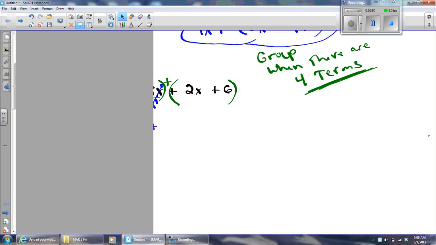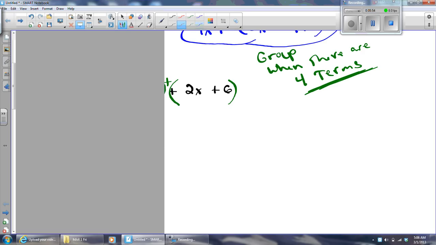So let's look at this. I'm going to find the GCF of 2x and 6. Well, the GCF of 2 and 6 is 2. And there's an x to the first here, but there is no x over here, so that's my total GCF, just a plain old 2. So what's left inside? Well, 2 divided by 2 is 1, x to the first, and then 6 divided by 2 is 3.